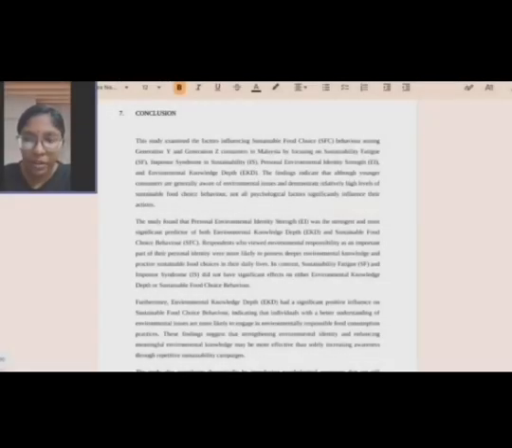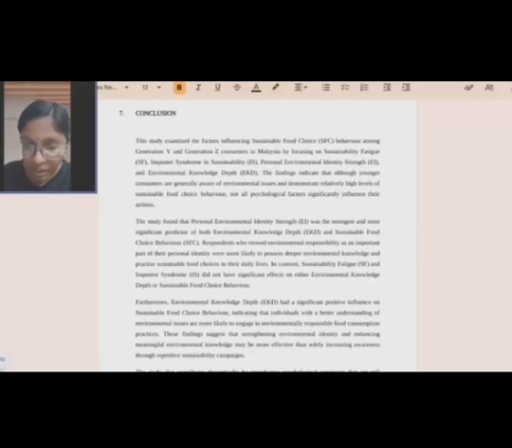Last part, conclusion. The study examined the factors that influence sustainable food choice behavior among Generation Y and Z consumers in Malaysia. The study focused on four factors: sustainability fatigue, imposter syndrome, personal environmental identity strength, and environmental knowledge depth. The findings showed that personal environmental identity was the strongest factor, influencing both environmental knowledge and sustainable food choice behavior. This means that individuals who see environmental responsibility as part of their identity are more likely to have deeper environmental knowledge and make sustainable food choices.